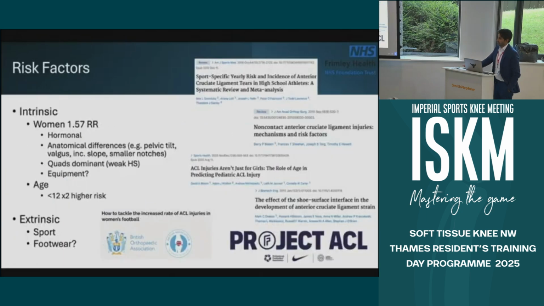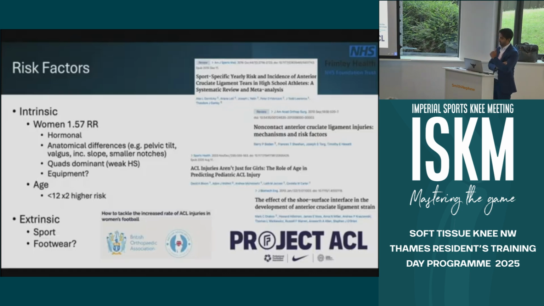We know that people get ACLs more commonly than the others. And the big hit at the moment is the fact that we're noticing it more in women, okay? They've got an odds ratio of 1.5 higher than getting it in men. Kids are also double likely getting it, as you heard from Mr. Gupte. But what are the reasons behind it?